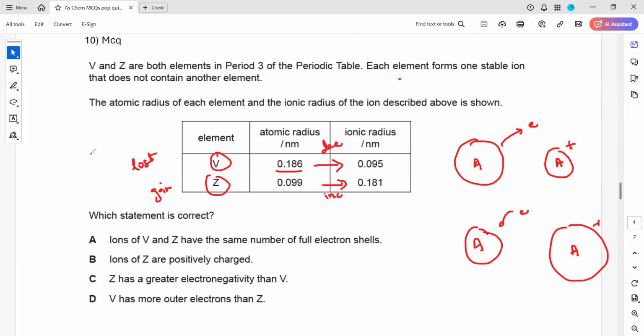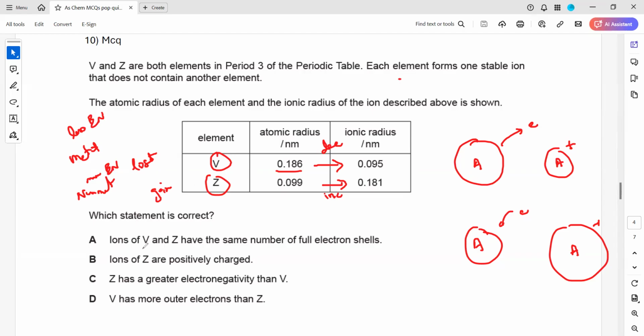And which type of substance loses electrons? Metals have a tendency to lose electrons, and non-metals have the tendency to gain electrons. So metals are losing electrons, non-metals are gaining electrons. It means this one is less electronegative and this one is more electronegative. Now, when we check the statements about the question.